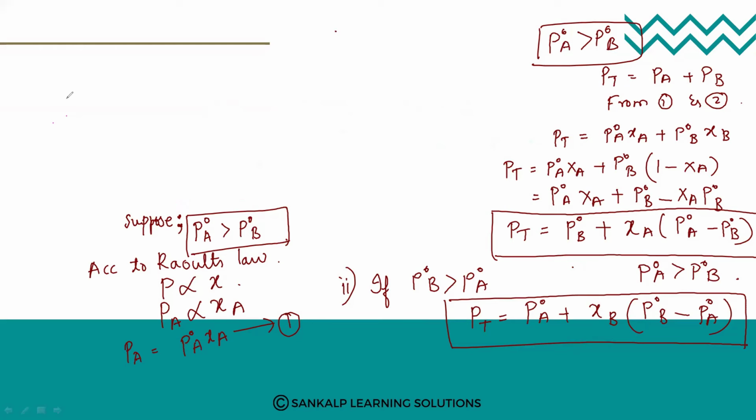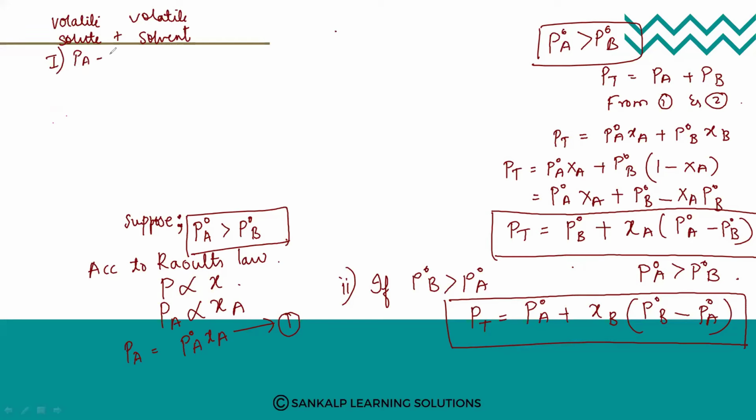Okay. So now, Raoult's law, that is the graph of Raoult's law. For the solution containing volatile solute plus volatile solvent, we are going to see the graph for this condition. So what all equations we have seen?